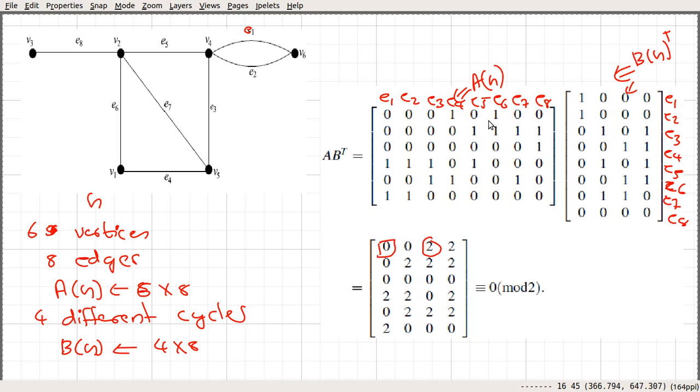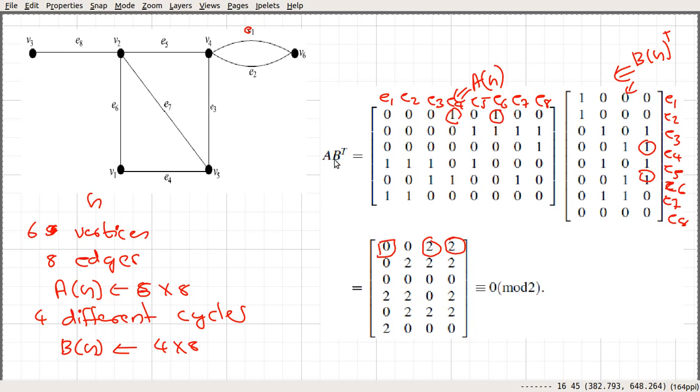And similarly, you can also see that if you take the inner product of this vector with this one, okay, again you will get a 1 there and a 1 there. Okay, so we get 1 plus 1, which is equal to 2. And if you do the multiplication, okay, you will get a vector which looks something like this.